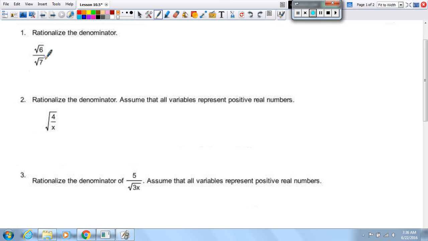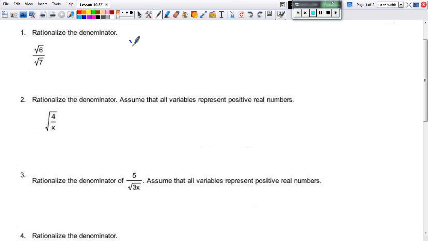So for square roots, all you have to do is write the numerator down like it is, so the square root of 6, and you take the number inside and pop it up top by multiplying. So 6 times 7. That allows you to take the square root symbol completely away. So you get the square root of 42 over 7, and that one's finished.